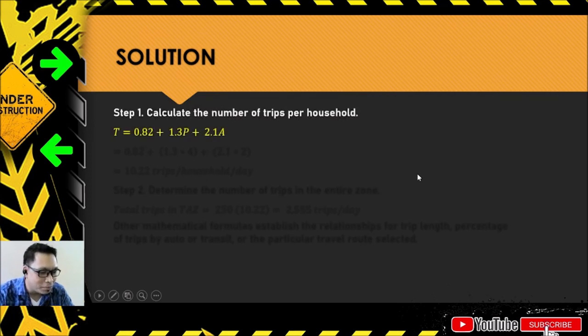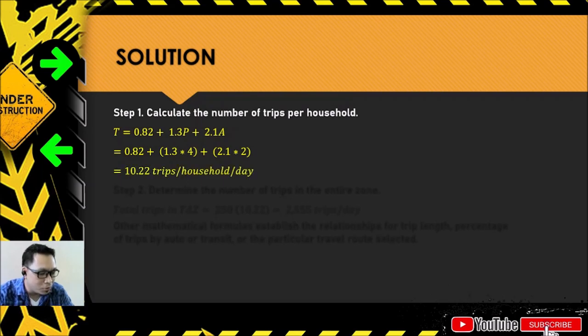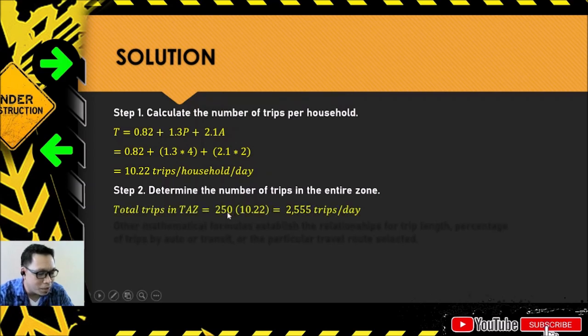So step 1, calculate the number of trips per household. Using the formula, T is equal to 0.82 plus 1.3P plus 2.1A. Then we have 0.82 plus 1.3 times 4, since there are 4 persons, then per household there are 2 autos, so 2.1 times 2. So the result is 10.22 trips per household per day, no? Then in step 2, in order to determine the number of trips for the entire zone, we simply multiply the total number of households, which is 250, times the number of trips per household per day, which is 10.22. And the total number of trips per day is therefore 2,555 trips per day.